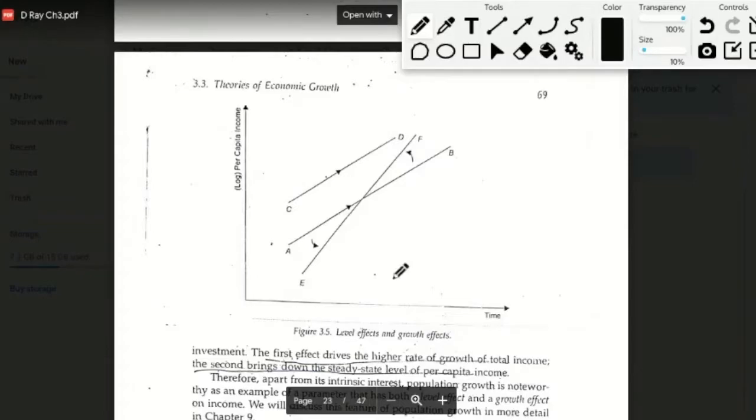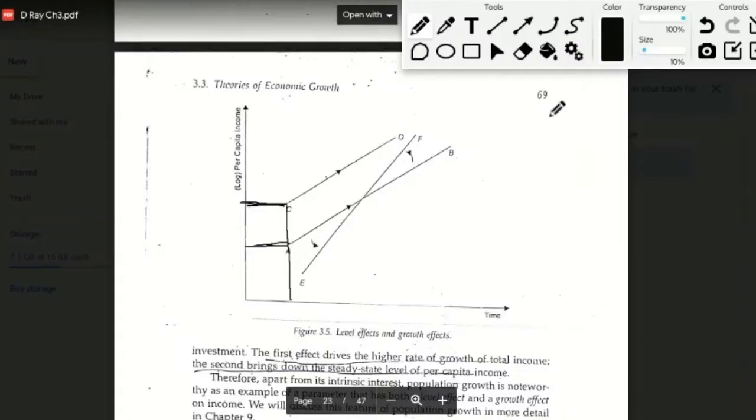So if I compare line AB with line CD, then I can say that the two lines follow the same growth rate, but the level is different. Point A starts from a different level of per capita income, whereas point C starts from a different level of per capita income. So these two lines differ in terms of levels, but the growth rates are the same.